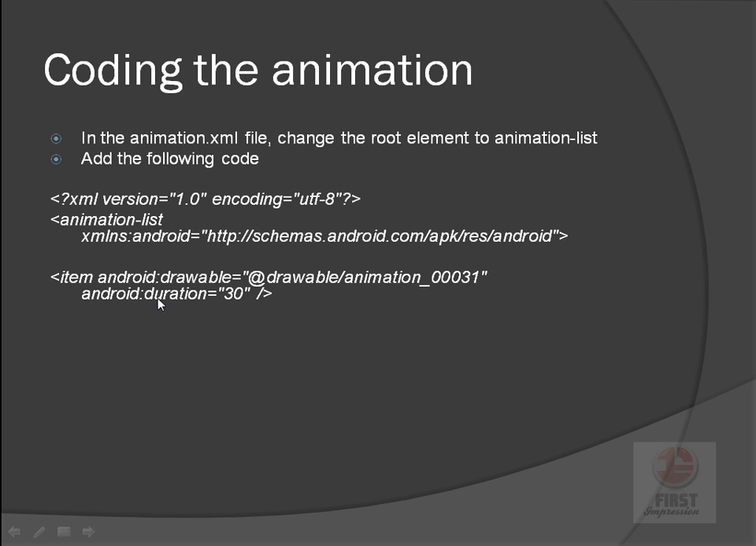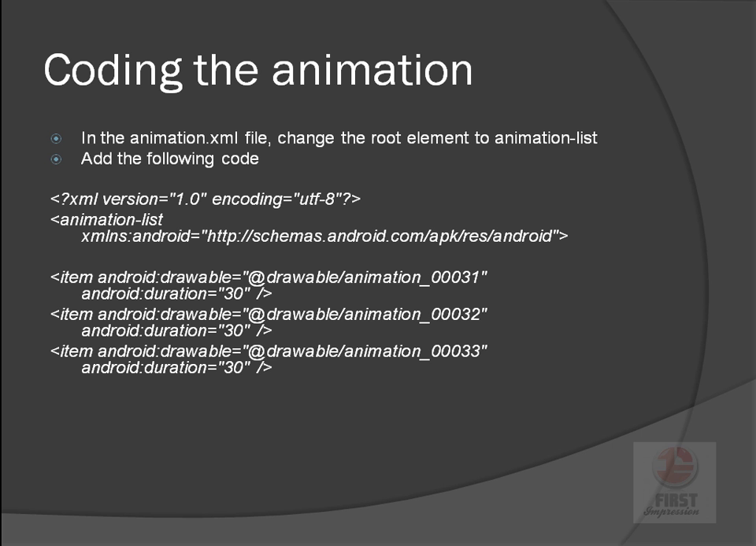So we will say android:duration equals 30. This indicates that display this drawable for 30 milliseconds. That is, the first file, which is the animation 00031 file, will be there just for 30 milliseconds. Let's add reference to the second file, third file, and so on. You can add this for more frames, and then you have to close the animation list tag. So this was the starting tag of animation list, this was the ending tag of animation list, and you have added multiple frames in between.